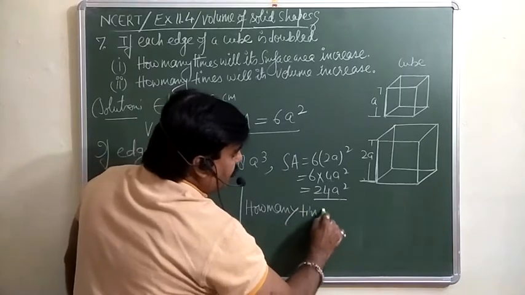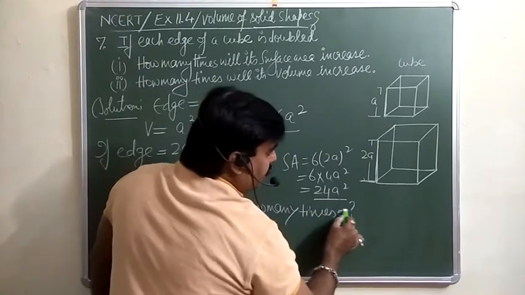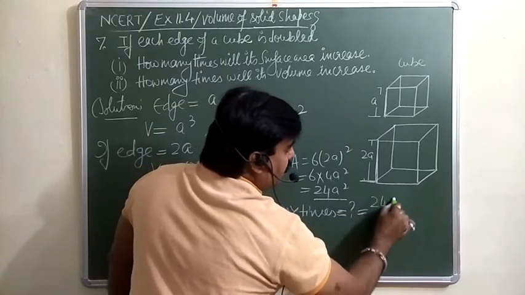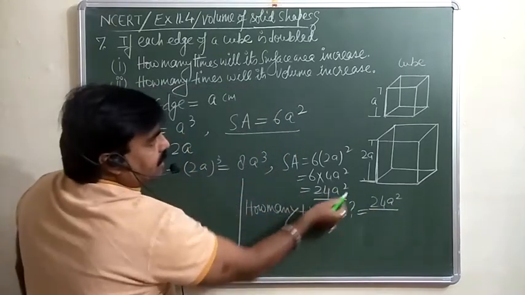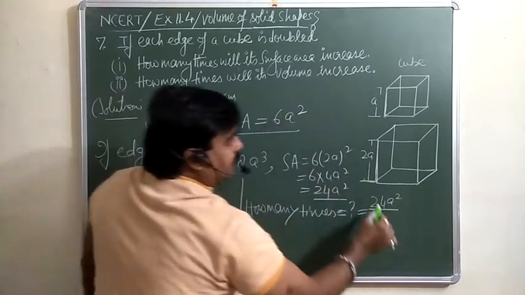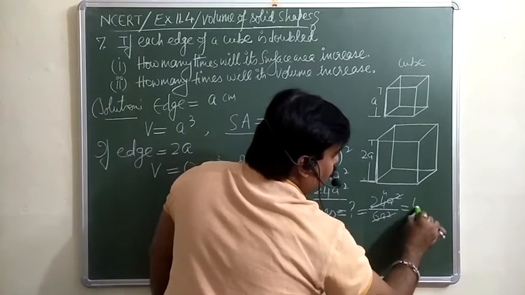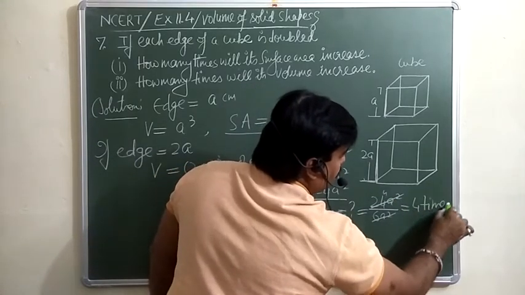You want to know how many times it is going to increase, so you can calculate it by 24a square. You are getting the surface area after doing the double of this. पहले इतना था, इससे डिवाइड कर दीजिए, you will get 4. So that is 4 times it is going to increase.